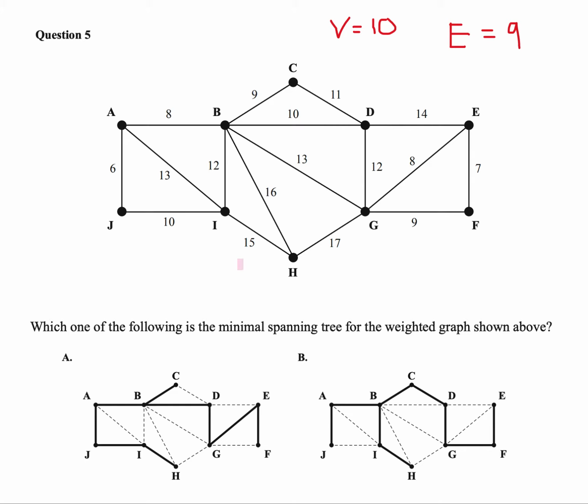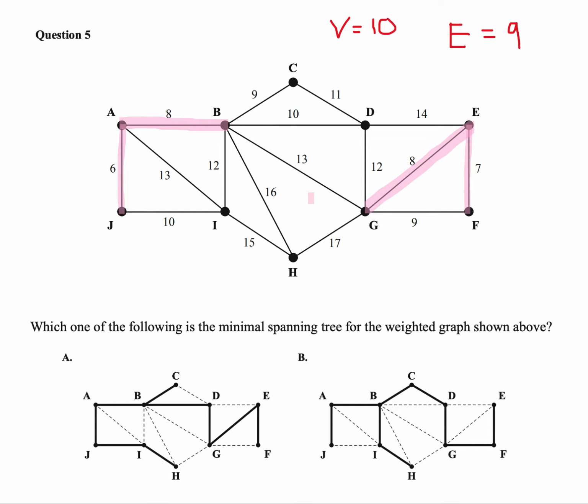Looking through the network, the smallest edge I can see is a 6, so I'm going to highlight that one. The next smallest one I can see is a 7, so I'm going to highlight that edge. Then we've got a couple of 8s. It doesn't really matter which one you choose first. I'm going to choose this one. Remember that we're just making sure we're not going to create any circuits. There's an 8 over here as well. And we've done 1, 2, 3, 4 edges.